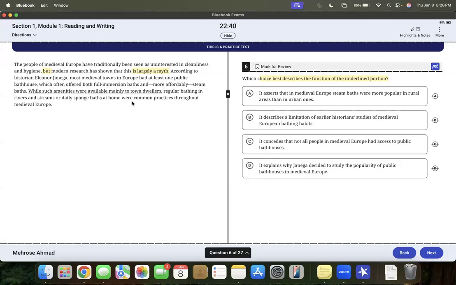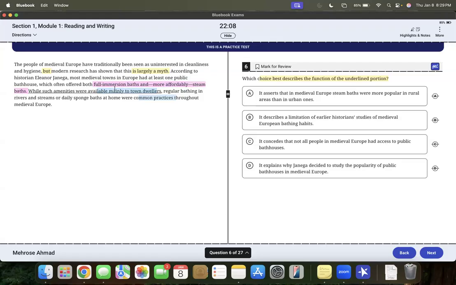According to historian Eleanor, most medieval towns in Europe had at least one public bathhouse which offered full immersion baths and steam baths. While such amenities were available mainly to town dwellers, regular bathing in rivers, streams, or daily sponge baths were common practices. Okay, so why did I highlight the things that I highlighted and why did I use different colors? Honestly, I use different colors just because. But why did I highlight the rest of the stuff?